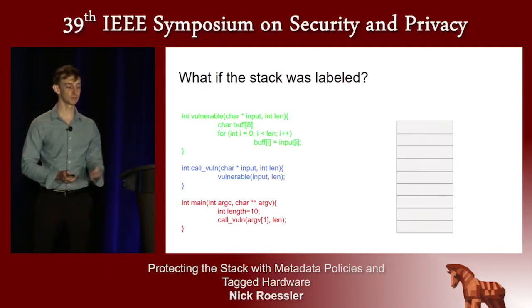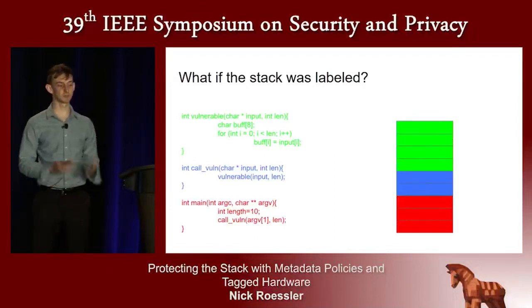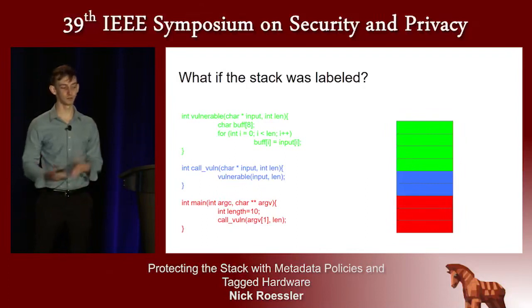We now have a green function, a blue function, and a red function. And then what if each of our functions could color the memory that they allocated with their corresponding function colors? Our stack might look something like this. Abstractly speaking, we can see how this might be useful for coarse-grained frame-level protection policies. Perhaps now we could detect if a green buffer overflows its frame and writes into some blue memory.